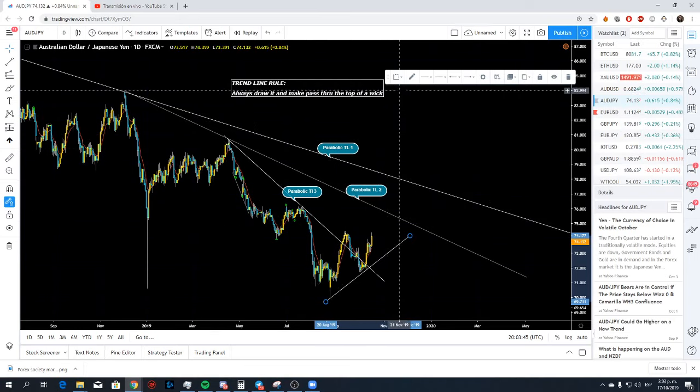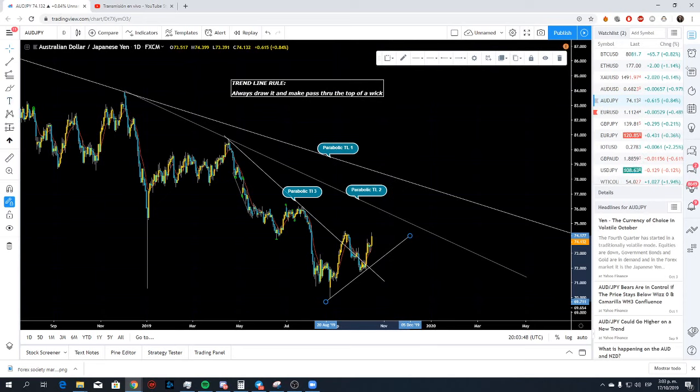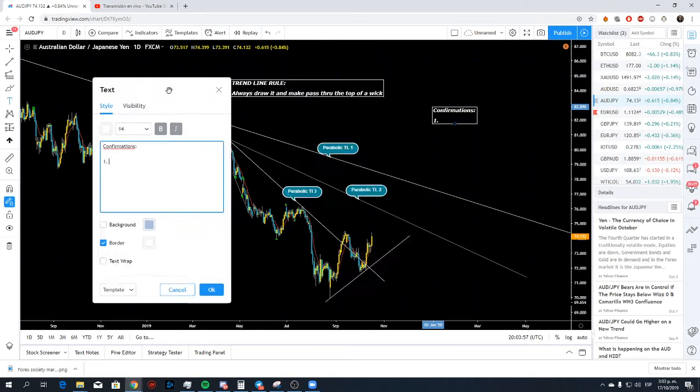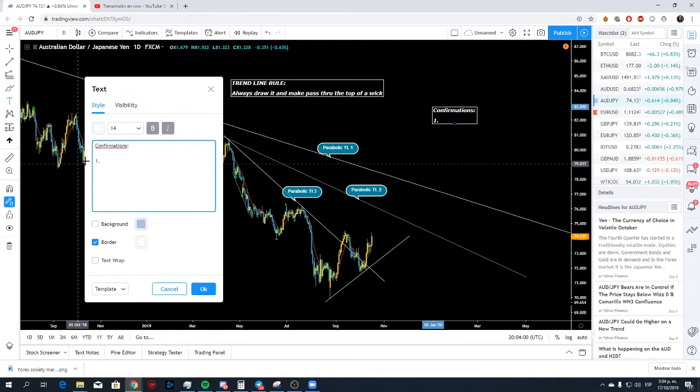So our first confirmation would be that price broke up. First confirmation is that price broke this descending trend line. Price broke and closed above parabolic TL number 3, right? That's our first confirmation. It's not enough to take the trade, but it's our first confirmation. Remember, always four to 6 confirmations.